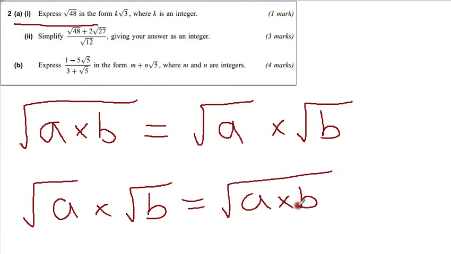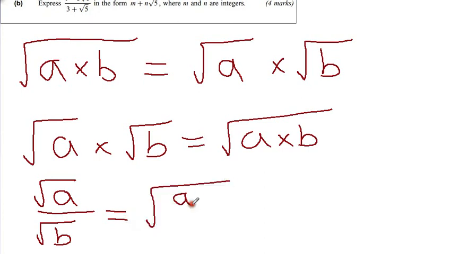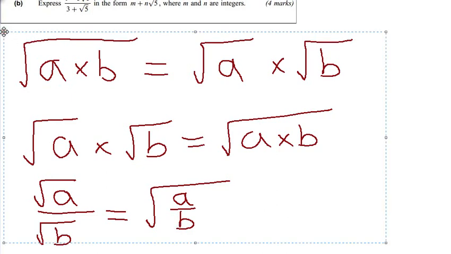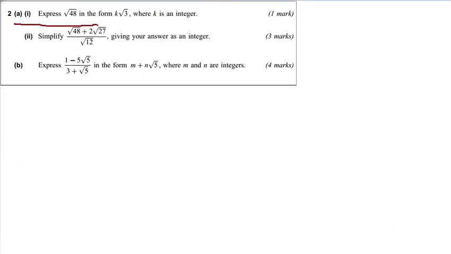A times b. I guess that was kind of intuitive from the first one, but we can also divide surds as such and get the square root of a over b. So with that in mind, let's start with the first one. Let's get rid of that. Good. So the first question, express the root of 48 in the form k root 3.